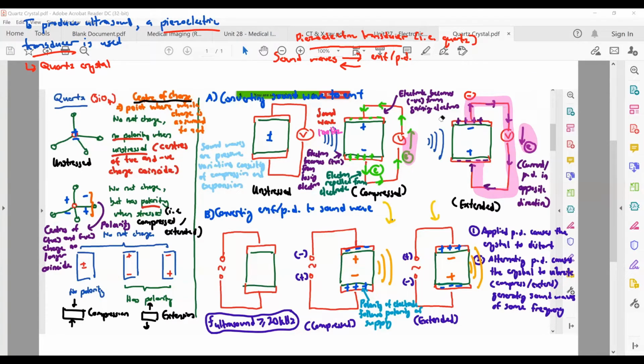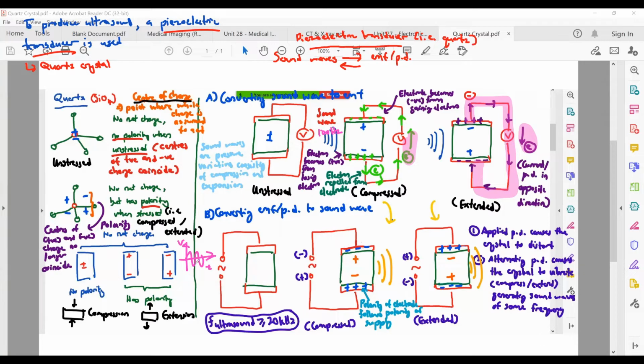PD. Now the converse is also true. If you switch it around, if you have the same quartz crystal here like this, you connect it to a source of PD, a source of alternating PD, alternating voltage that looks like this. This is voltage versus time. You connect it to a source of alternating voltage. What will happen is that your quartz crystal will now produce sound waves instead.